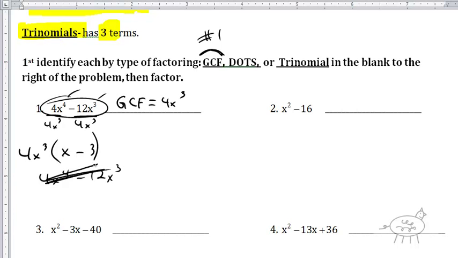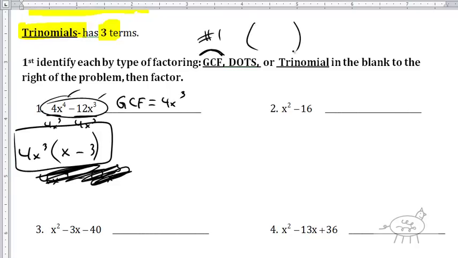But you're not going to stop here. Sometimes kids have done this. This is not the answer. This is the answer right here. As a final answer, your answer is going to have parentheses in it, because that's what happens when you factor.